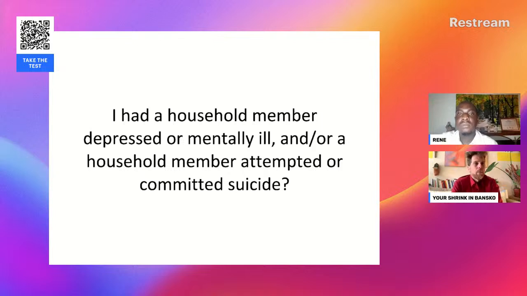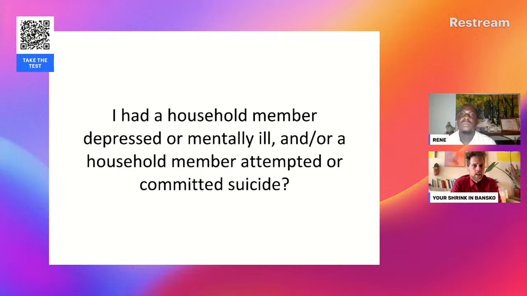Mentally means of the mind. It's an adverb, right? That means of the mind. And ill simply means not well. So somebody who is not well in the mind, of the mind. What do we mean by that not well? We will be exploring today and possibly the next slide as well.